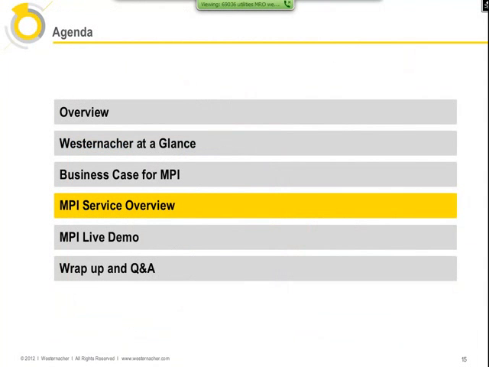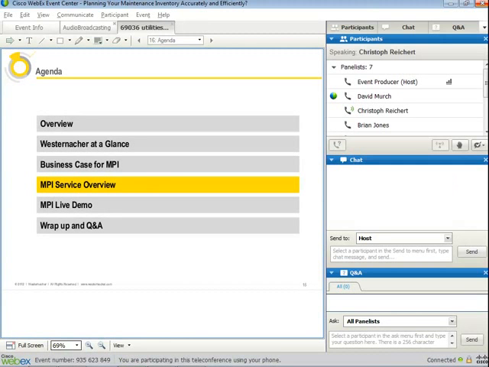I hope that this short business case discussion has given you a first impression of the potentials and benefits of an improved spare parts management. I would like now to hand over to my colleague David Murch, who will introduce you to Westernacher's MPI service for better spare parts management using SAP.